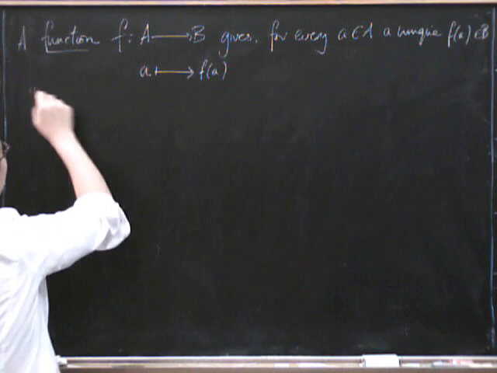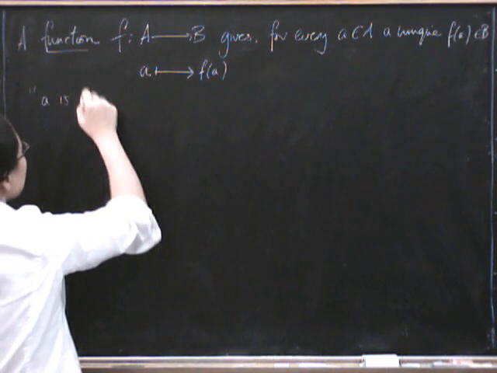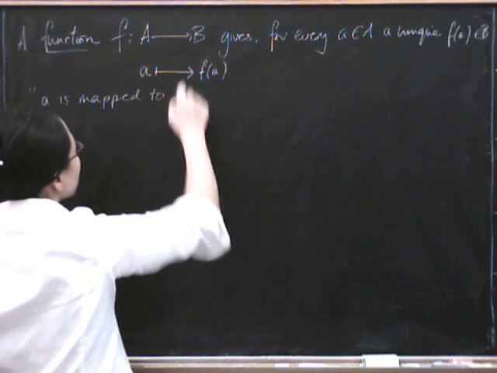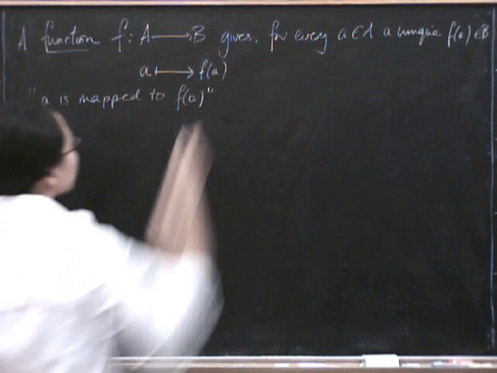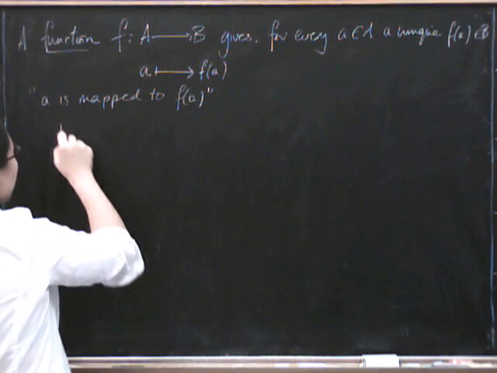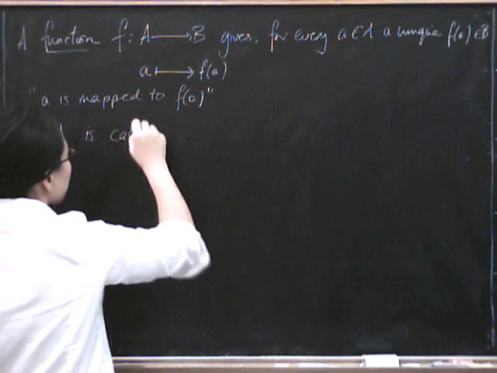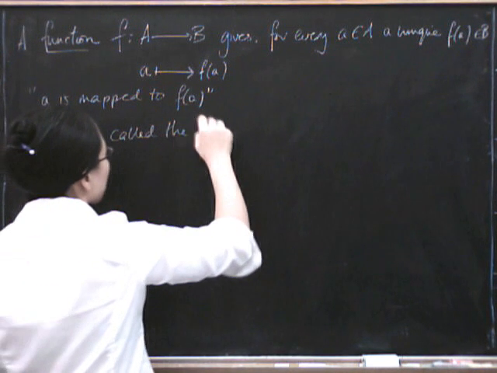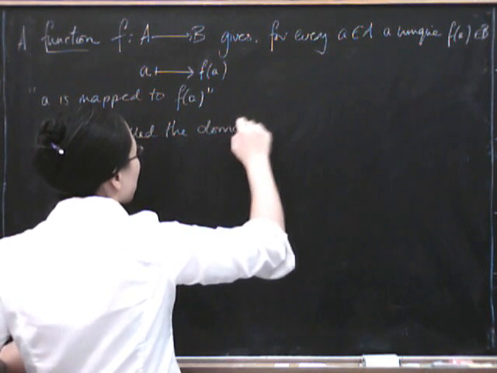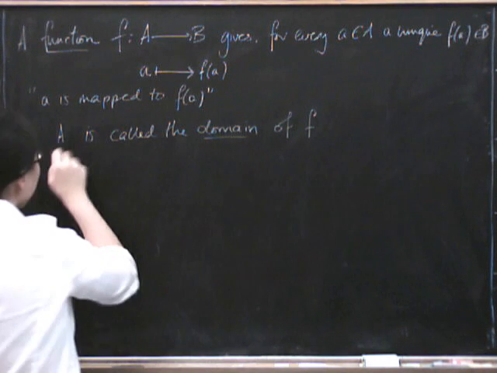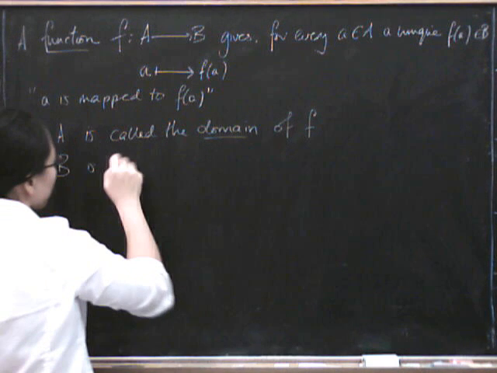So we say A is mapped to f of A, and the set that we started with is called the domain of f, and the set that we finished with is called the range.